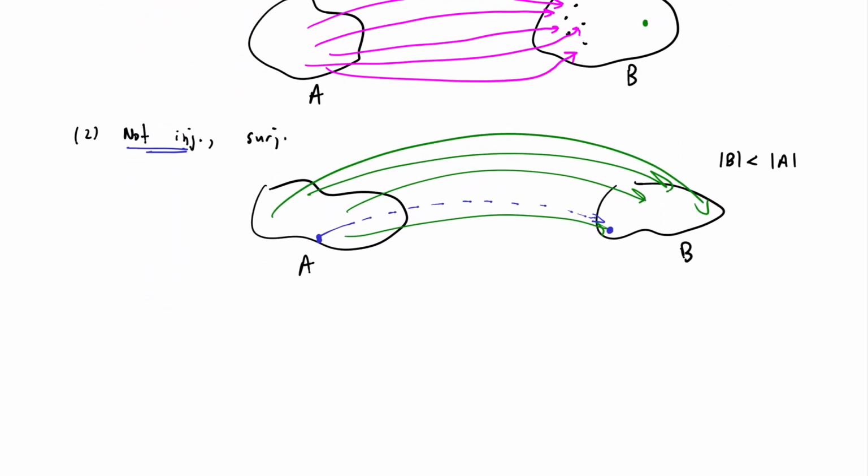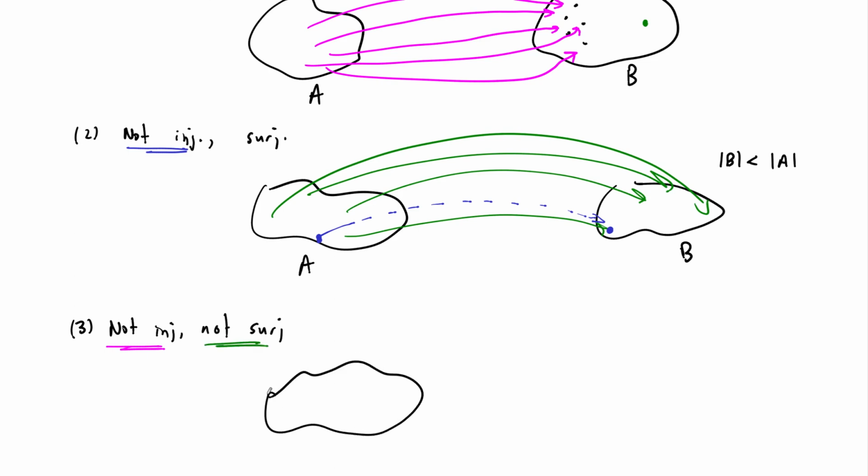Well, the last choice here is that it's neither injective nor surjective. So it's neither one of these two. Not injective and not surjective. So let's draw our blobs. There's our A. Here's our B. Well, we've done both of these together, right? We've kind of added these up here.